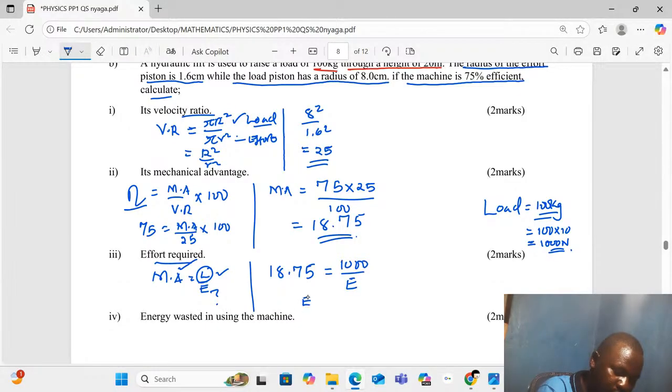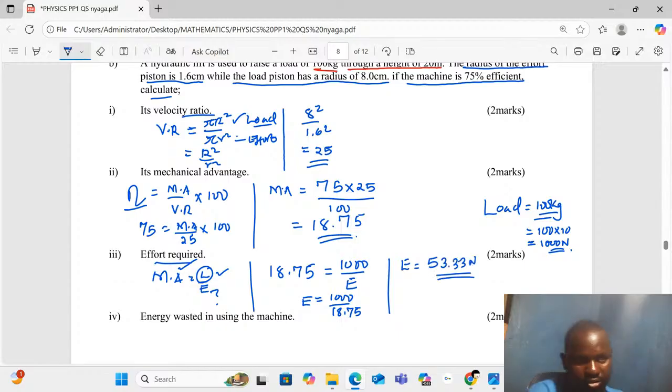So our E becomes 1,000 divided by 18.75. So our effort becomes, from calculations, 53.33. So our applied force is 53.33.